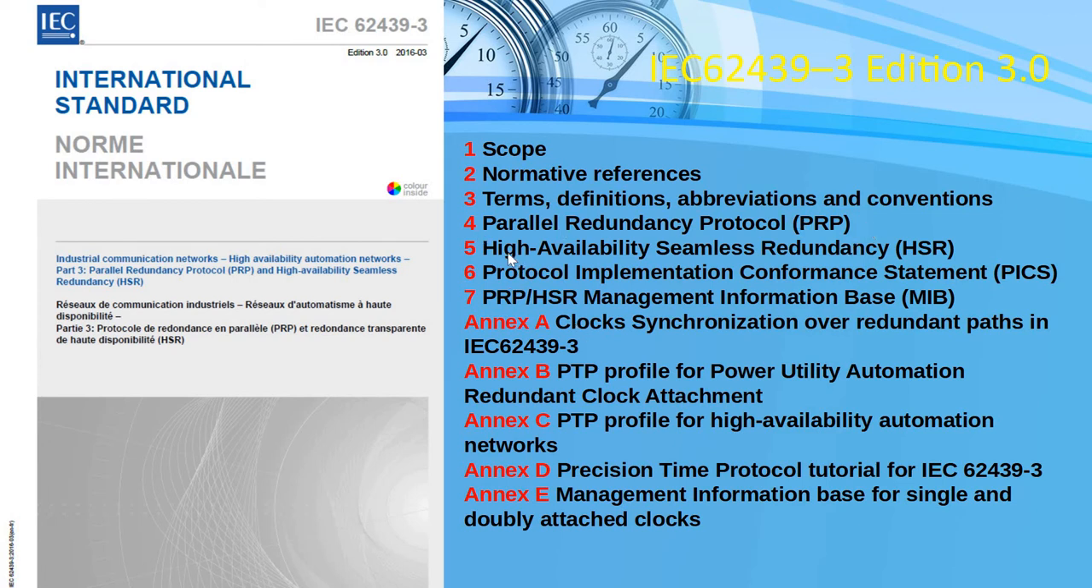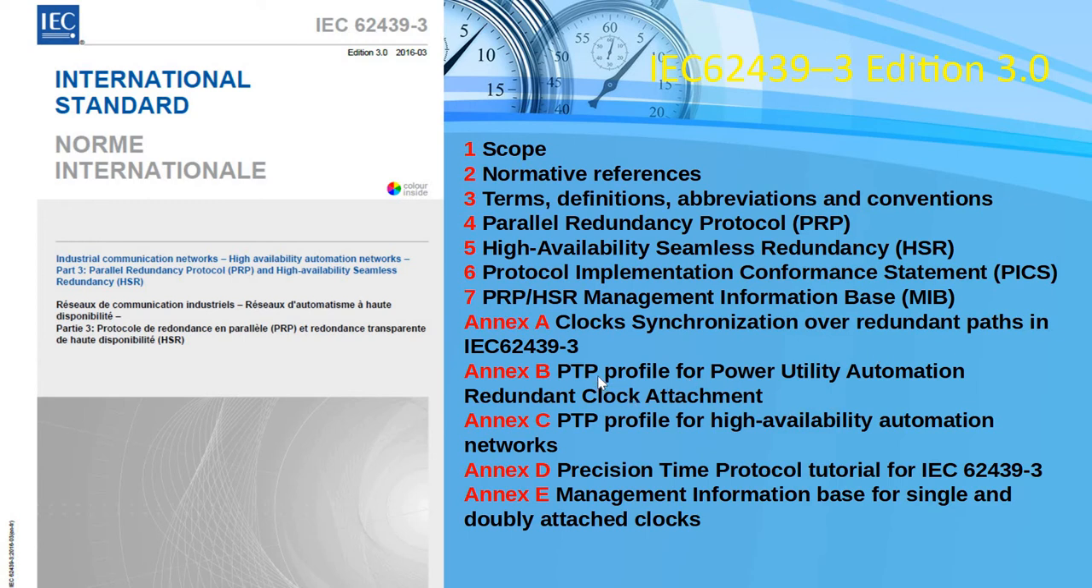Clause number 5 is about the HSR network. Clause number 6 is about the protocol implementation conformance statement. Clause number 7 is about PRP HSR MIB. And followed by Annex A, which is about clock synchronization over redundant paths in IEC 62439-3.